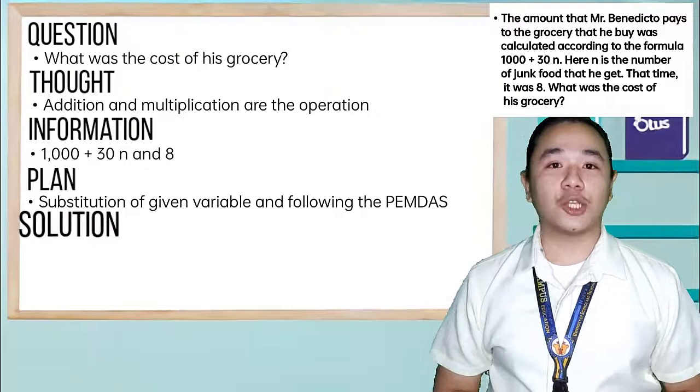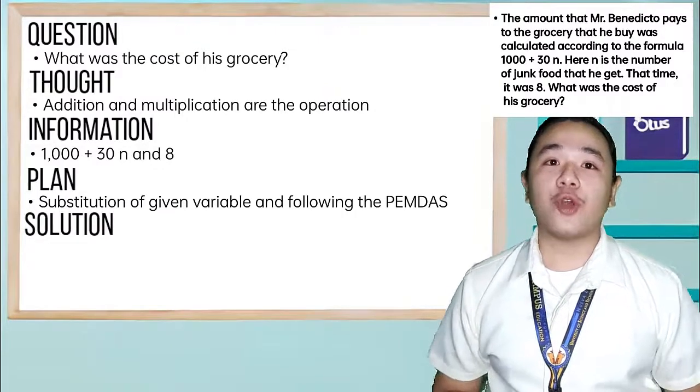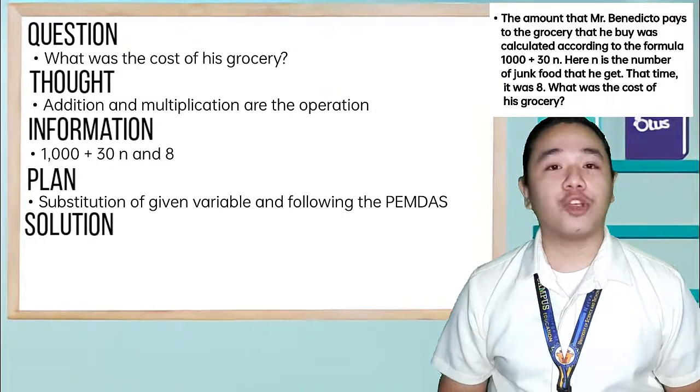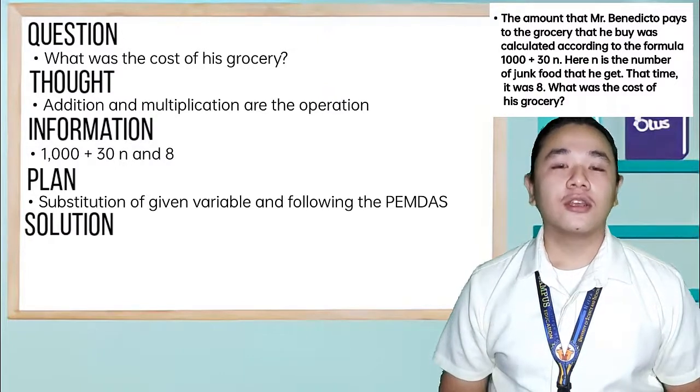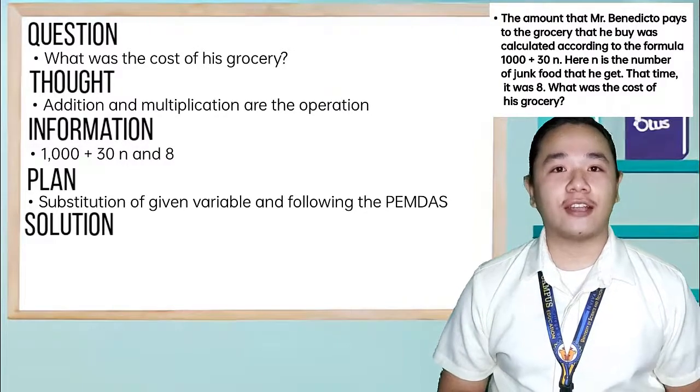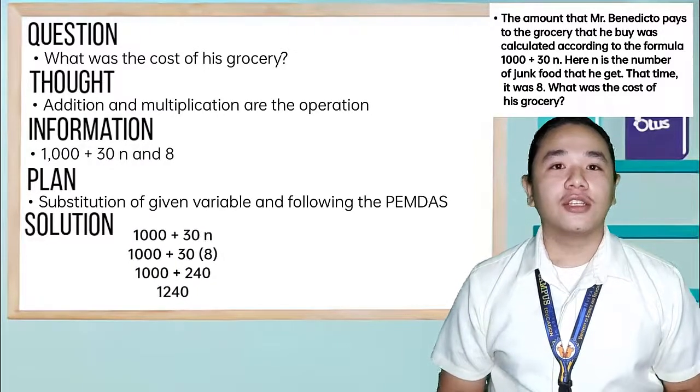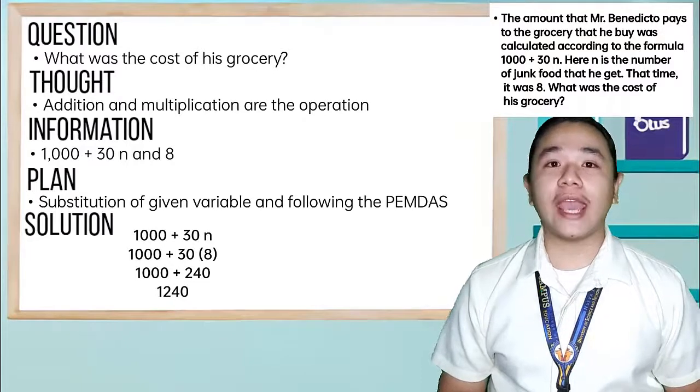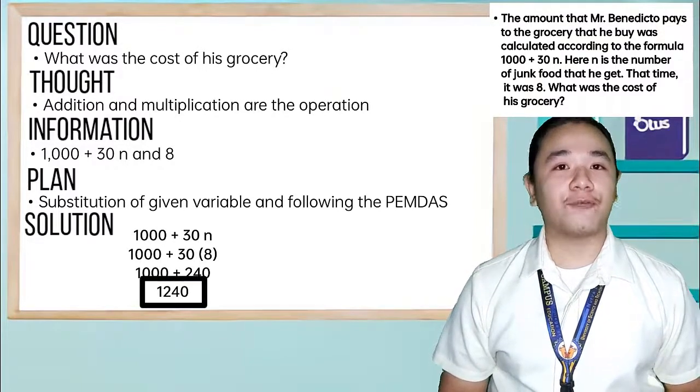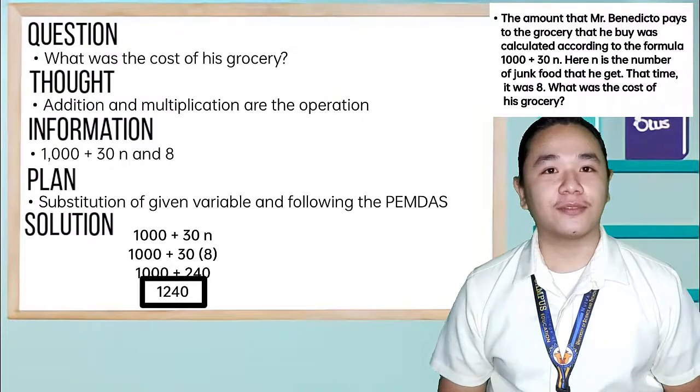So last is solution. This is when you are able to give an answer to your plan that answers your original question. So here in solution, this is the time that you will get your answer to your question. After we write the solution, we end with 1240 as our final answer.